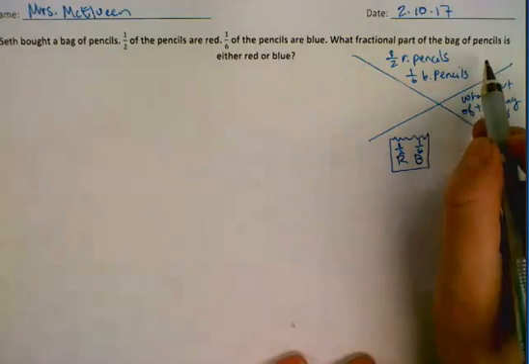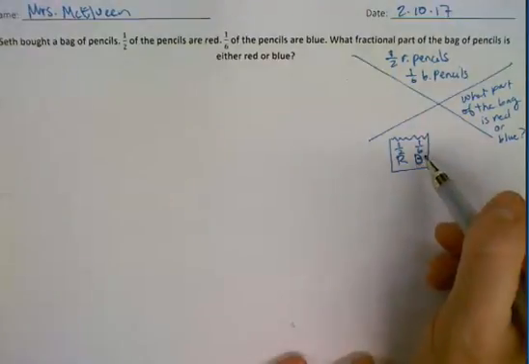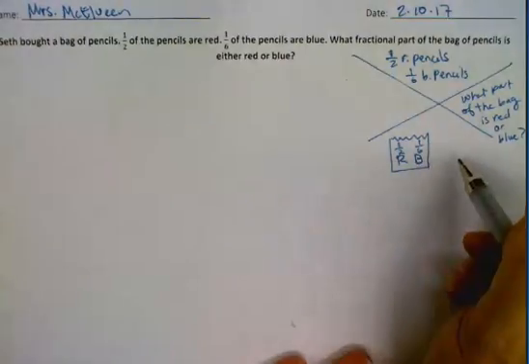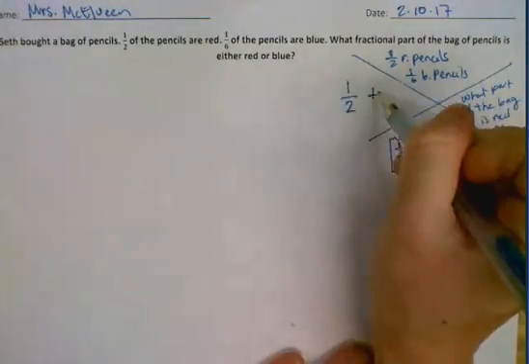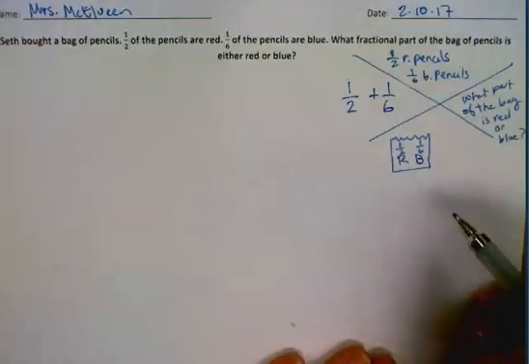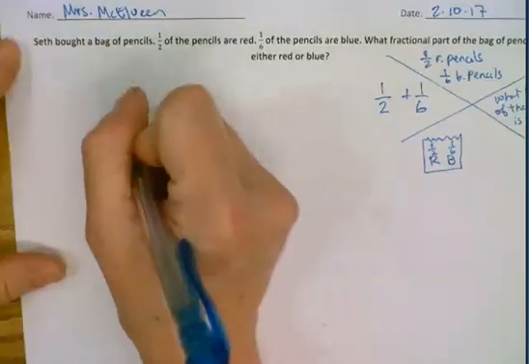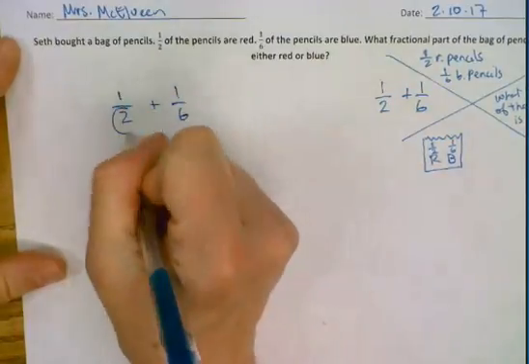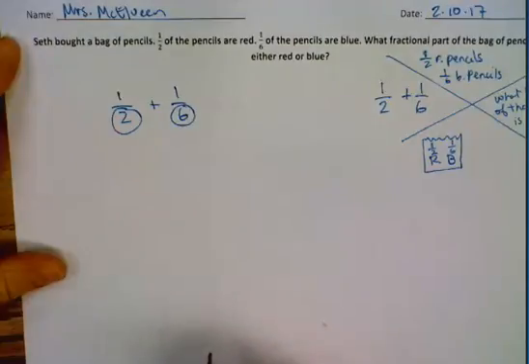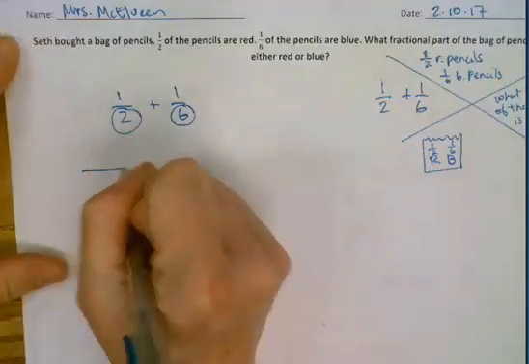And if I want to know which one is either red or blue, I want to know how much all together, red and blue pencils. All together means I'm going to add 1/2 plus 1/6. I'm going to move over a little bit to show my work on this side. 1/2 plus 1/6. Right away I know I have uncommon denominators, so I need to find my least common multiple to make common denominators. So I'm going to make my sideways t-chart.